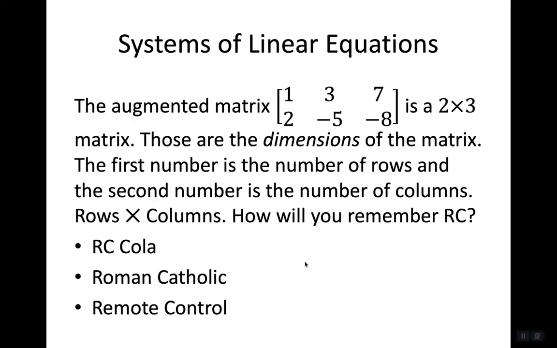The augmented matrix 1, 3, 7, 2, negative 5, negative 8 is a 2 by 3 matrix. Those are the dimensions of the matrix. The first number, the 2 here, that's the number of rows. And the second number, the 3, that's the number of columns. How will you remember RC? RC. RC Cola, Roman Catholic, remote control, RC.